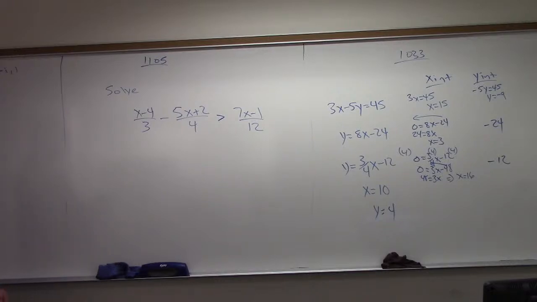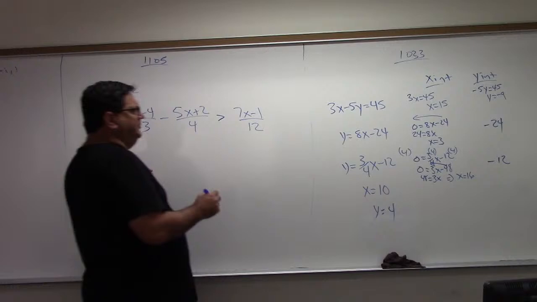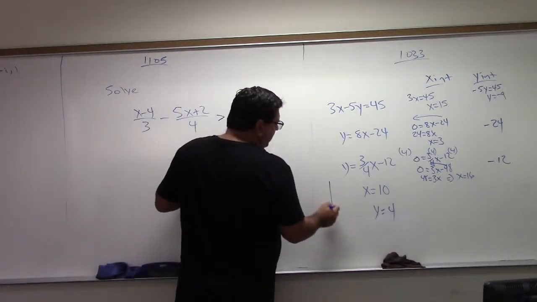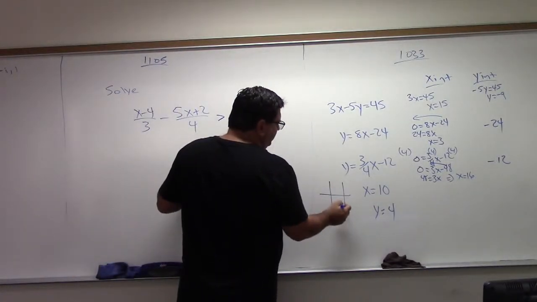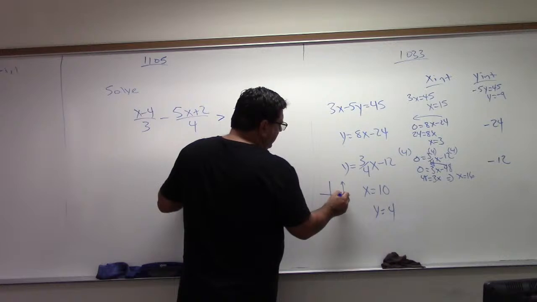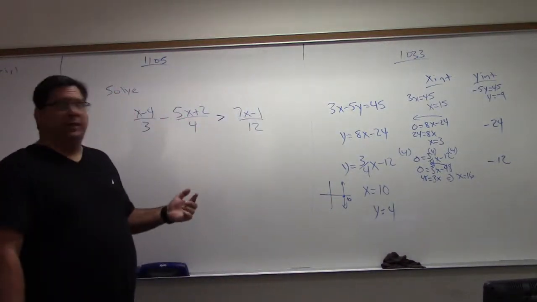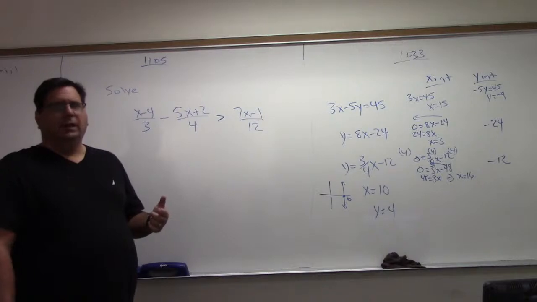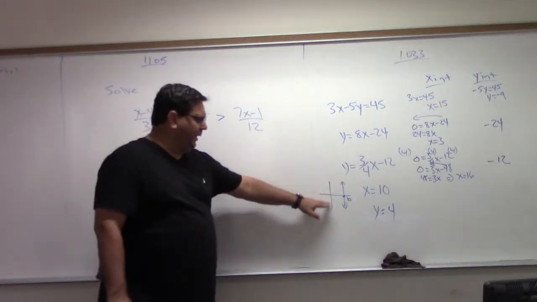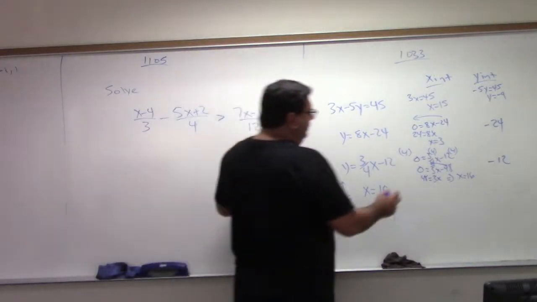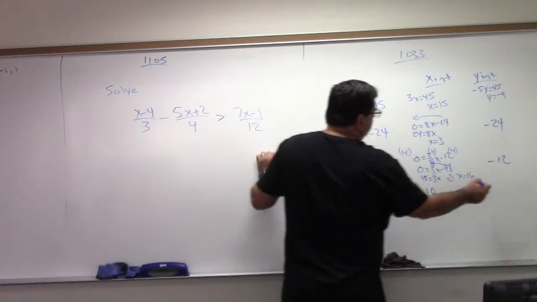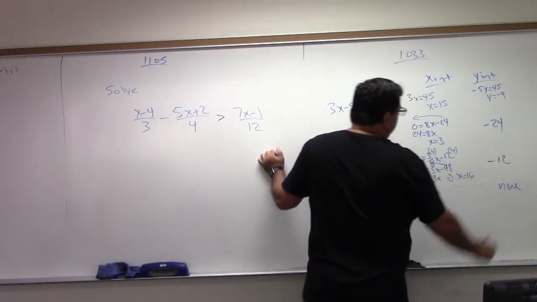x equals 10. You may or may not know this. It's a straight line through the x-axis at 10. So the x-intercept is 10, and it doesn't cross the y-axis at all. So for that we put none.